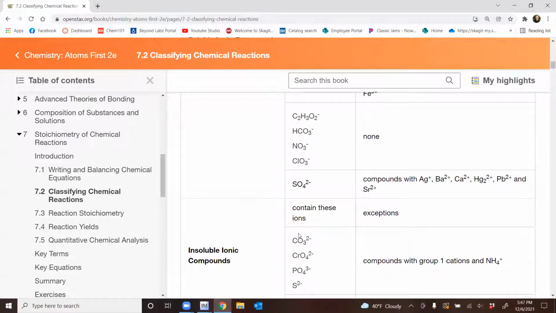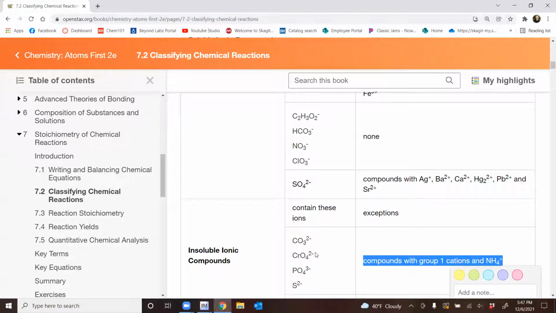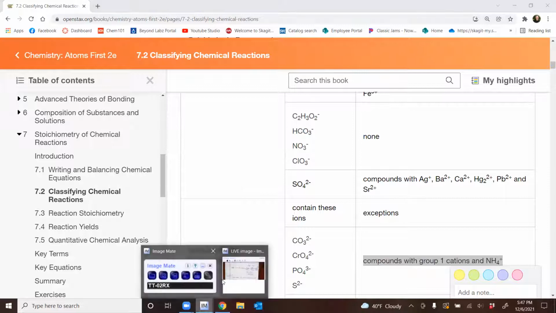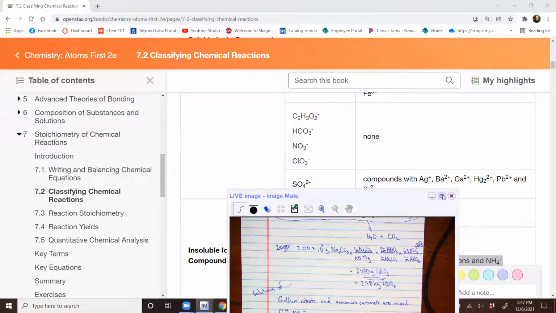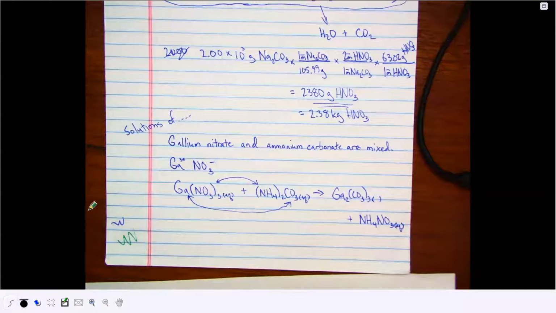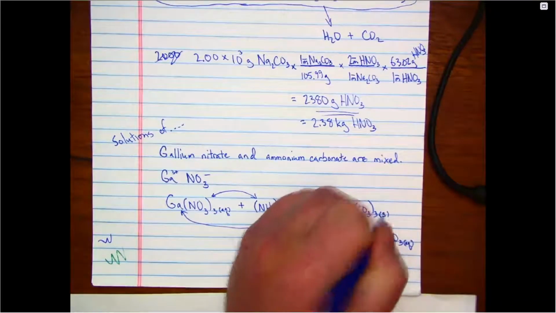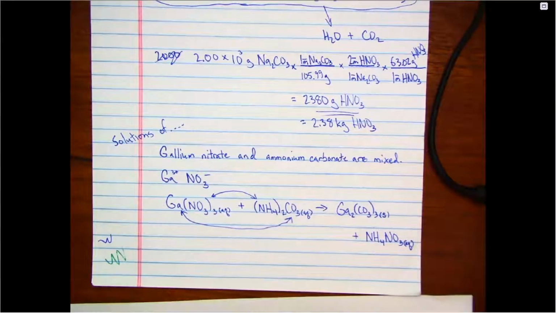Insoluble ionic compounds. Oh, look, carbonate right there. So it looks like carbonates are going to be insoluble. In other words, they're going to make precipitate unless they're with a group 1 cation or ammonium. Since carbonates are generally insoluble and gallium carbonate isn't one of those exceptions, we would anticipate that gallium carbonate would form a solid, would make a precipitate.